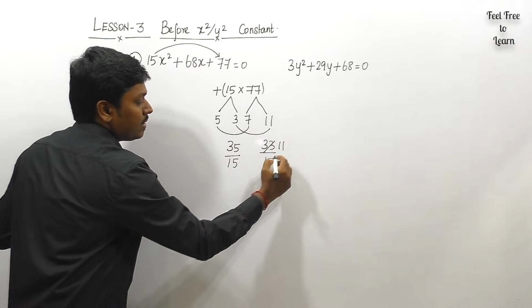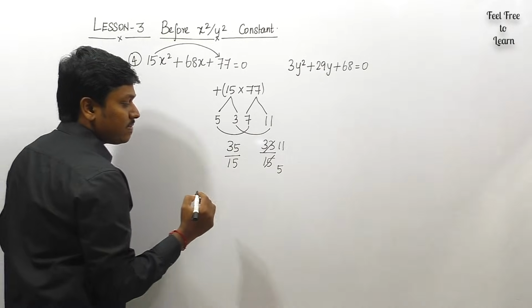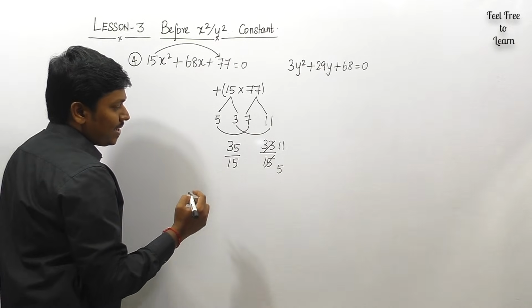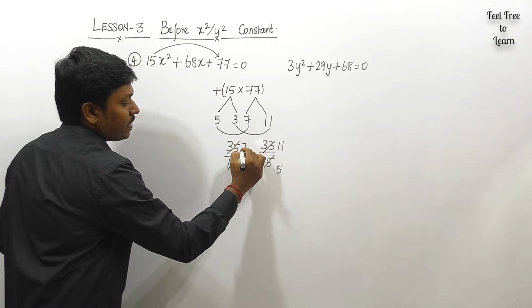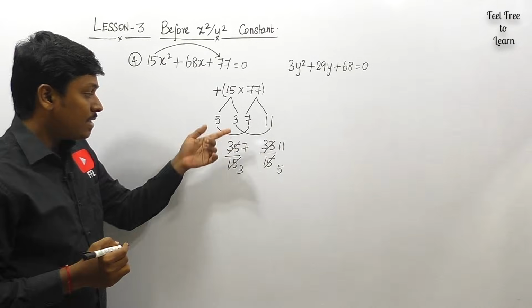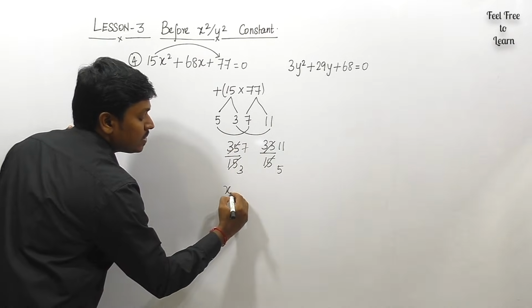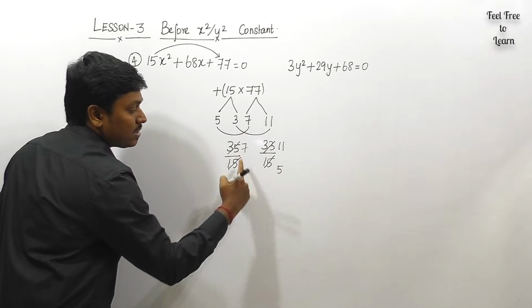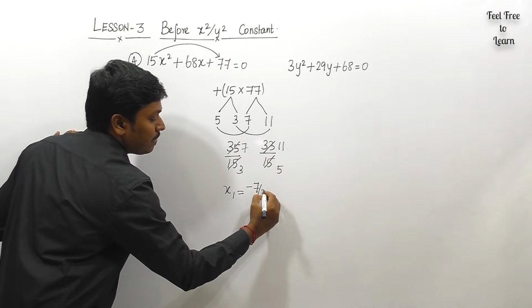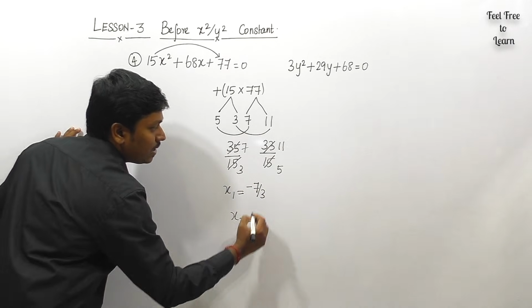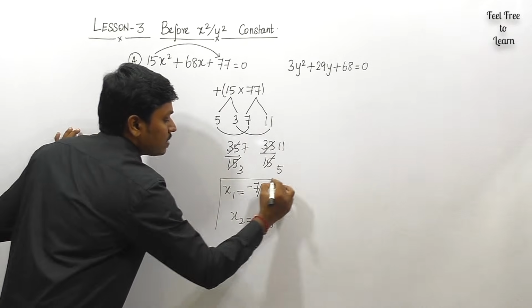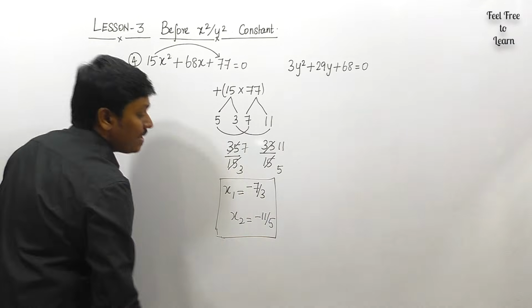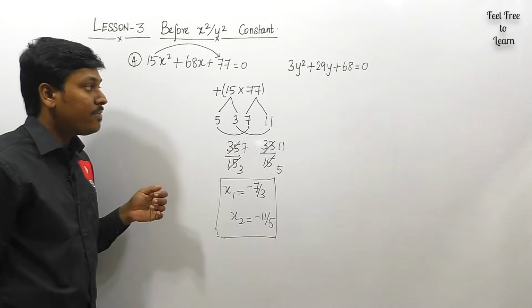So this will be 11. When we cancel this on 3 table, this will be 5. So similarly, we can cancel this on 5 tables. So 5 3s are 15, 7 5s are 35. So finally, we got 7 by 3, 11 by 5. But while writing, you need to change the sign. So x1, here it is plus 7 by 3, but while writing minus 7 by 3. x2, here it is plus 11 by 5, but while writing minus 11 by 5. So finally, we got the factors, that is minus 7 by 3 and minus 11 by 5.